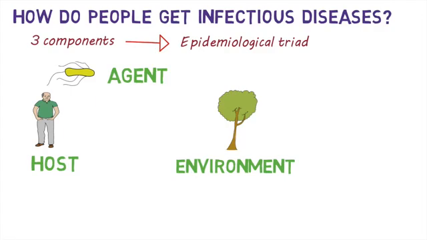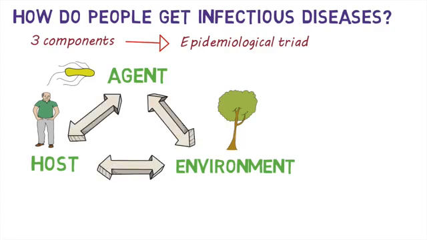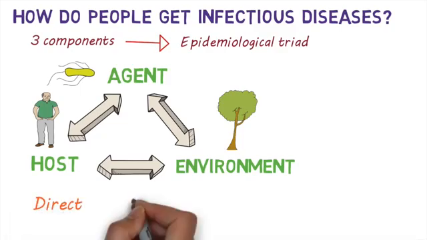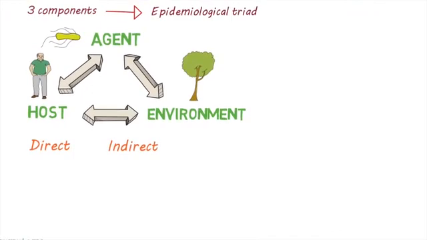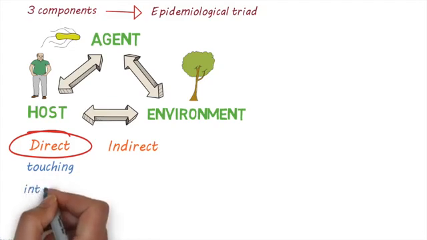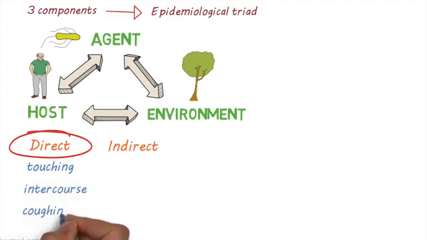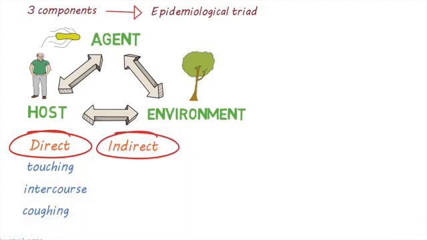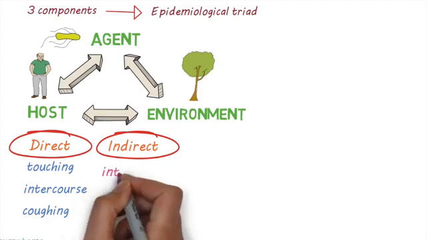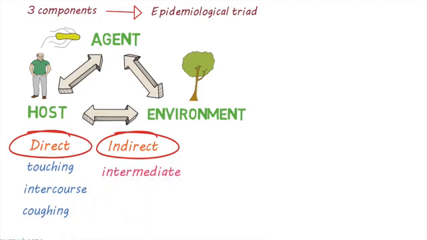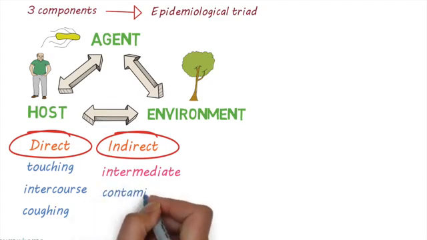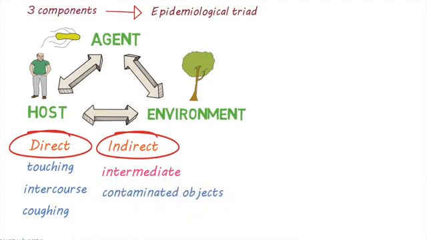In addition to these three components, transmission pathways between each of these allow the spread of infection. These transmission pathways can be direct or indirect. In direct transmission, the organism is transmitted directly to the person. This could be through touching, sexual intercourse, coughing, or sneezing. On the other hand, in indirect transmission, the organism is transmitted via an intermediate. There are several ways that this can occur. It can be through contaminated objects such as toys, soiled clothes, or even through food or water. It can also be through an intermediate vector, such as a mosquito or a tick.